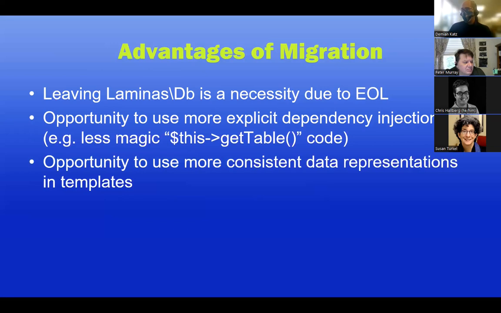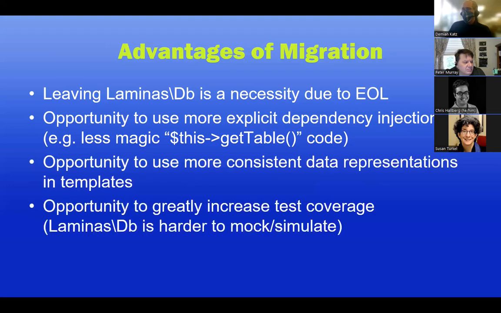As I said before, that's also an opportunity to use more consistent data representations in our templates. And I think this is an opportunity to greatly increase our test coverage, because if we're using services to do all of our reading and writing, instead of this sort of mix of doing some work on row classes that come out of table gateways and some work on the table gateways themselves, et cetera, it gets really hard to mock and simulate that. But I think we can come up with cleaner interfaces that are easier to test. And that potentially could greatly increase our project's test coverage, which is not currently one of our greatest strengths.